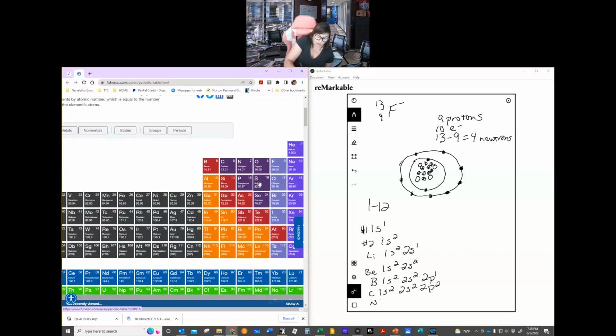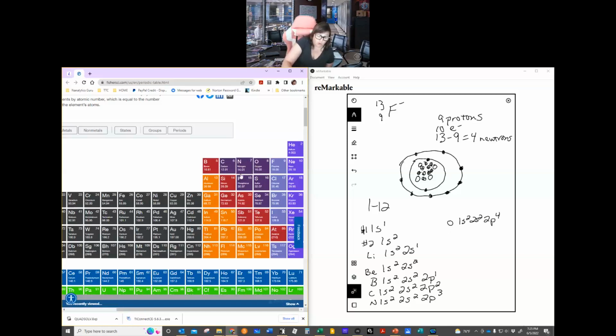Nitrogen, it's going to be a 1s2, 2s2, 2p3. And again, I can count that on my periodic table. So I have a p1, p2, p3. Okay. Now I'm going to need a little more paper for this. So I'm going to go oxygen over here. That has a 1s2, 2s2, and a 2p4. So again, 1, 2, 3, and 4.